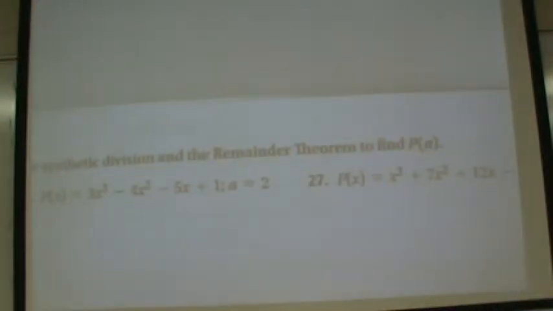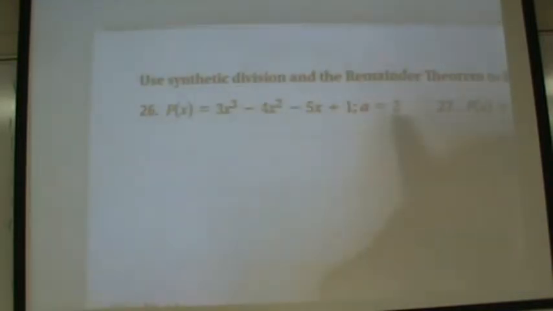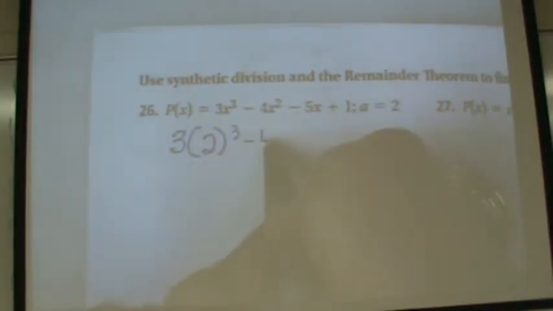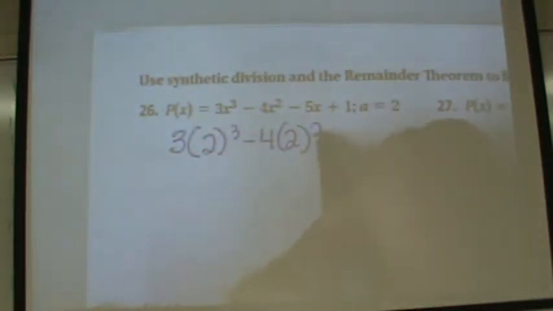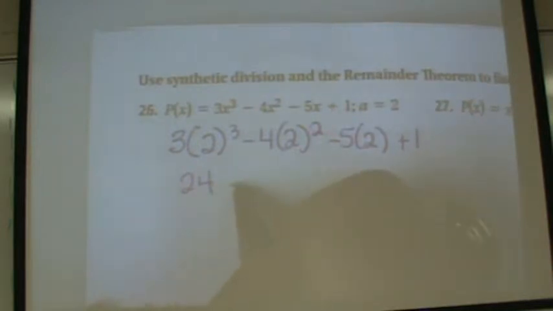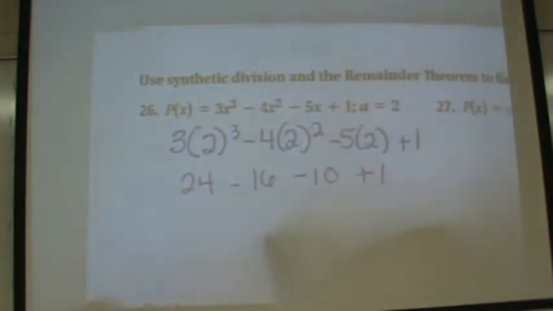Using the remainder theorem, if you do put a 2 in here, 3 times 2 cubed minus 4 times 2 squared minus 5 times 2 plus 1. Right here you get 24 minus 16 minus 10 plus 1. If you add these up, you get negative 1.